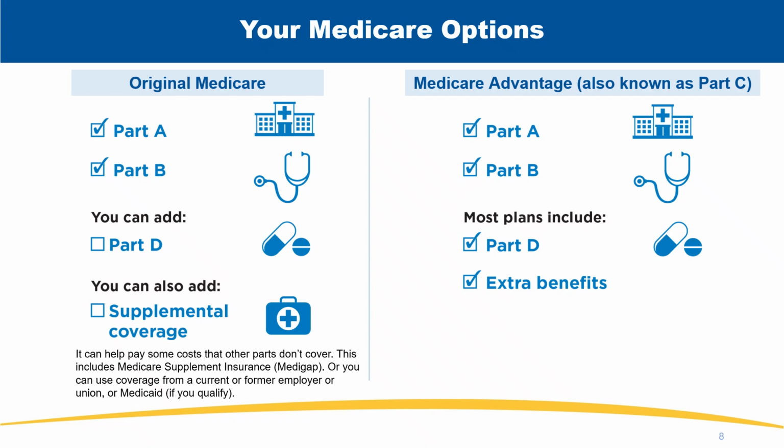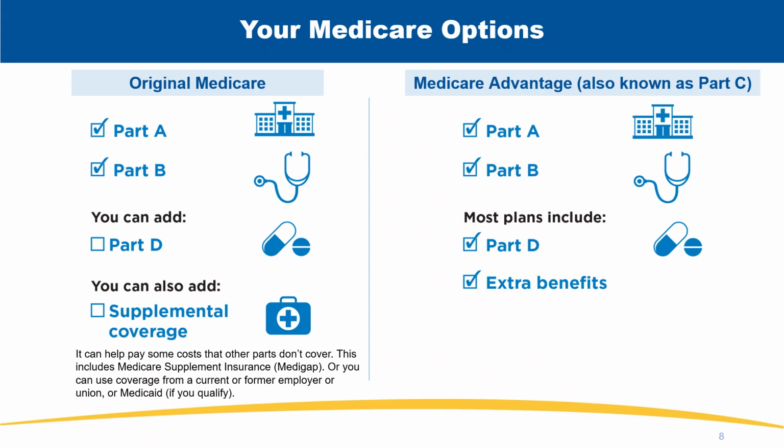You also have Medicare Advantage, also known as Part C. You have a bundled plan. It includes Part A, Part B, Part D, and extra benefits. Extra benefits such as vision, dental, hearing, and fitness benefits. Medicare does not provide these extra benefits. So if you are looking to obtain the extra benefits, Medicare Advantage includes them through the insurance provider.